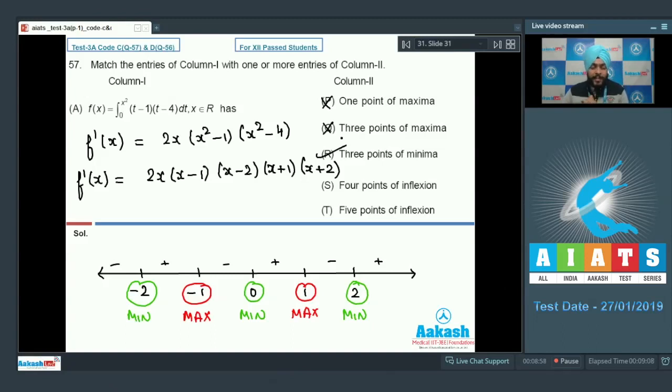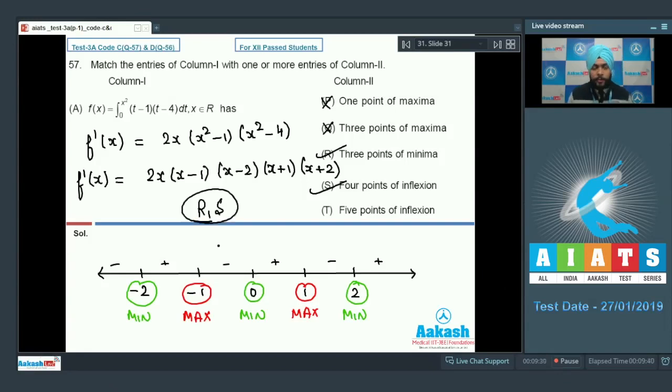Students, we know that f dash x, a 5-degree polynomial, has 5 roots, and we also know the fact that for a polynomial function, between every 2 roots of f x, there exists exactly 1 root of f dash x equal to 0. So for 5 roots of f dash x equal to 0, we will have 4 roots of f double dash x equal to 0. That means we have 4 points of inflection straight away. So we have R and S as the correct choices.